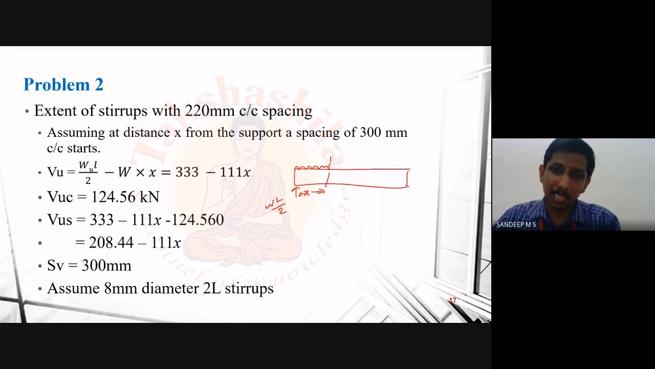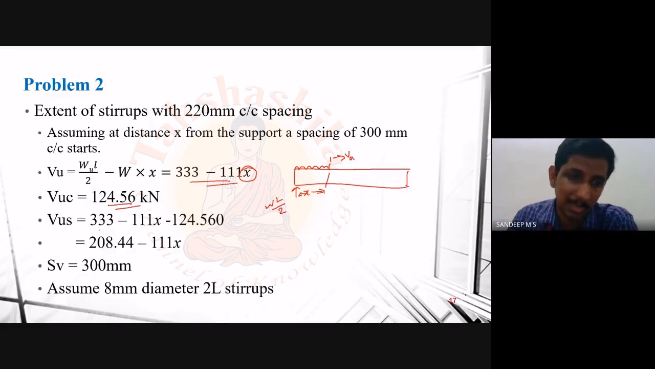Then I will calculate the amount of shear force coming over here, the VU value. So that will be this WL by 2 in the upward direction, and the effect of this UDL in the downward direction. So that will be WU into L by 2 minus W into X. I will get a term in terms of X. Am I correct? Now I already know at this particular section the capacity of my concrete section, that is VUC, which was already calculated in the previous part.